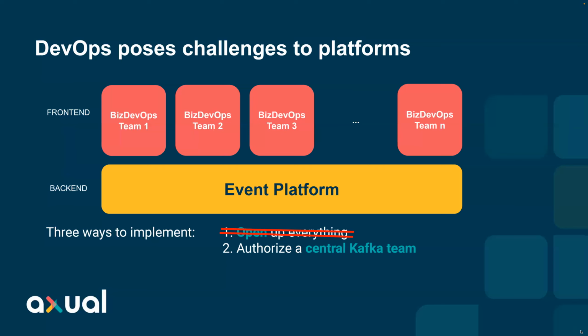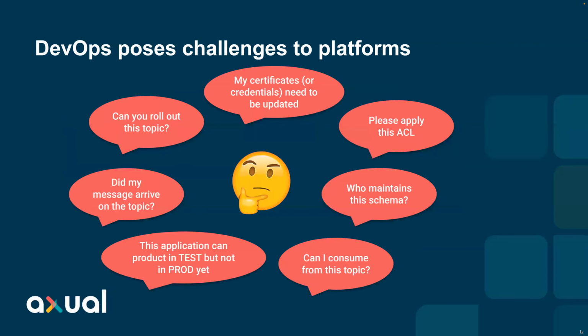This central Kafka team was formed by us, and we definitely have some good memories of back in the day, because typically you get a lot of challenges like this. So we used to be approached by teams asking, can you roll out this topic? I've tried to produce a message to the topic. Did you see my message arrive? Who's the maintainer of this particular schema?